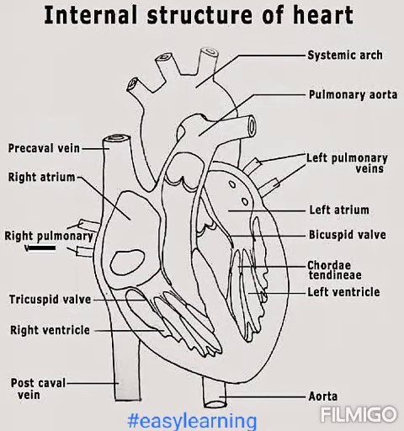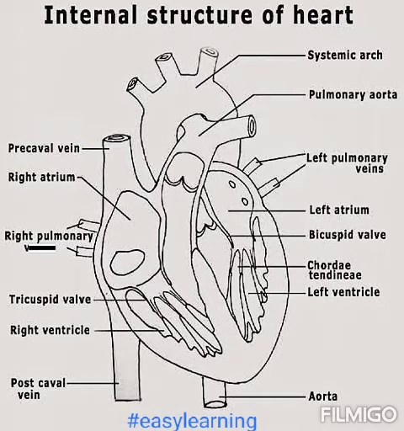The lungs oxygenate the blood. The pulmonary vein receives the oxygenated blood from the lungs and pours it into the left atrium. The left atrium drains the oxygenated blood into the left ventricle. From the left ventricle arises the systemic arch, the aorta. The aorta carries the oxygenated blood to various organs of the body.